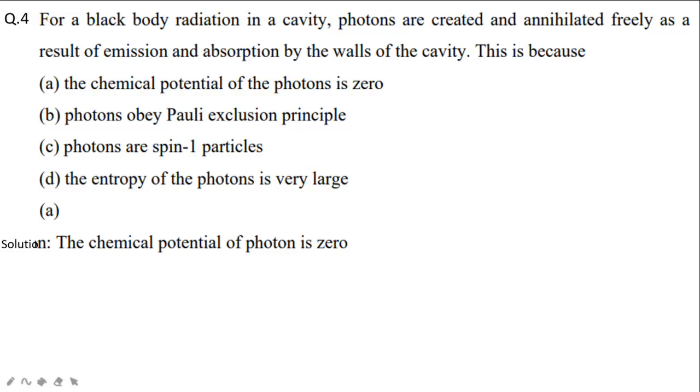So C will be the most correct. Okay, question number 4. This is also from theory, a direct question. For a black body radiation in a cavity, photons are created and annihilated freely as a result of emission and absorption by the walls of the cavity. This is because, and there are 4 options.